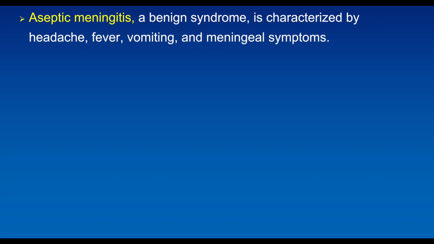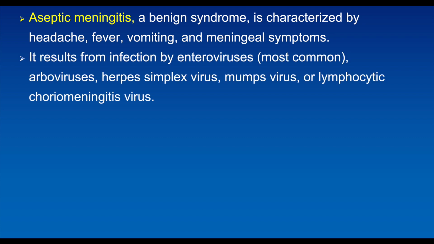Viruses or other organisms can cause aseptic meningitis. Aseptic meningitis is a benign syndrome characterized by headache, fever, vomiting, and meningeal symptoms. It results from infection by enteroviruses, which are the most common, arboviruses, herpes simplex virus, mumps virus, or lymphocytic choriomeningitis virus. These are the most common viruses that can cause aseptic meningitis.